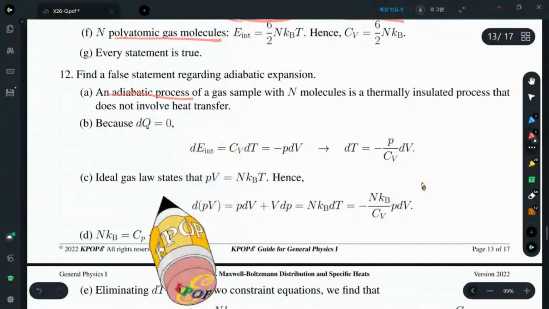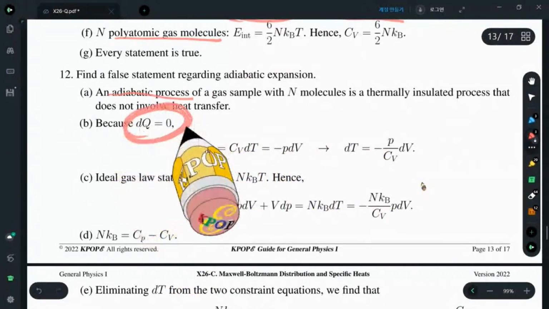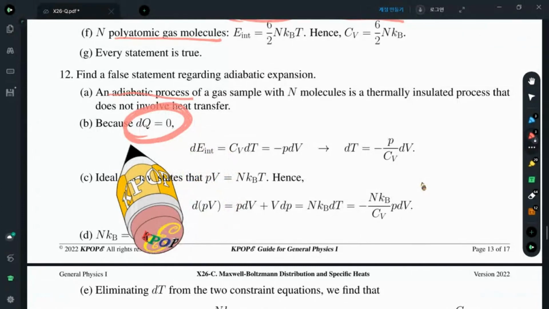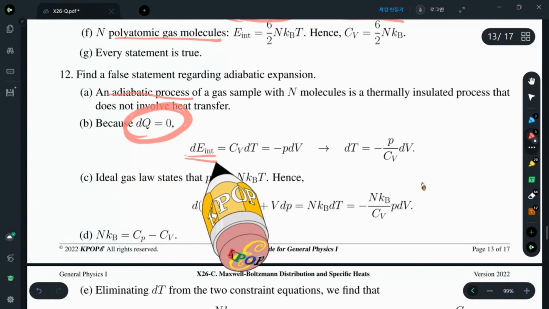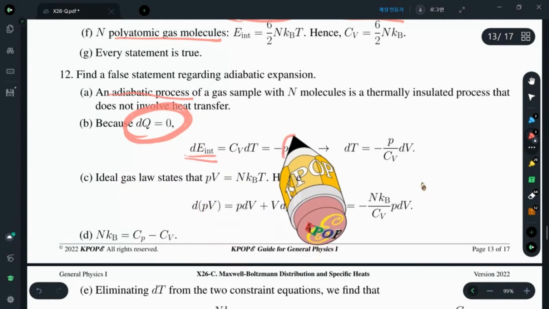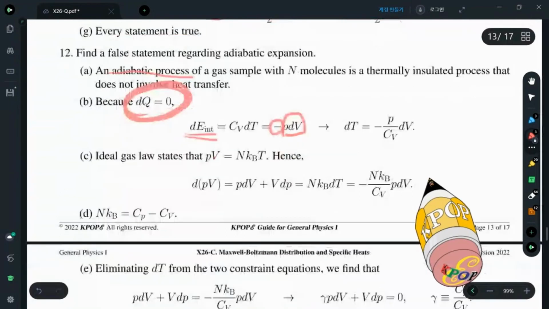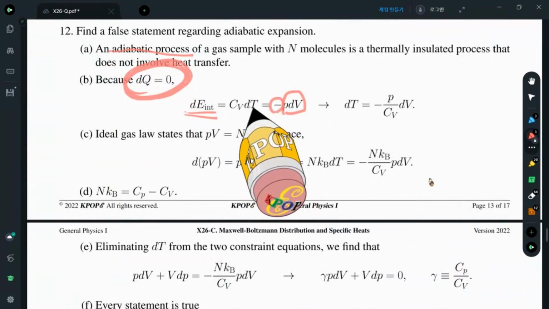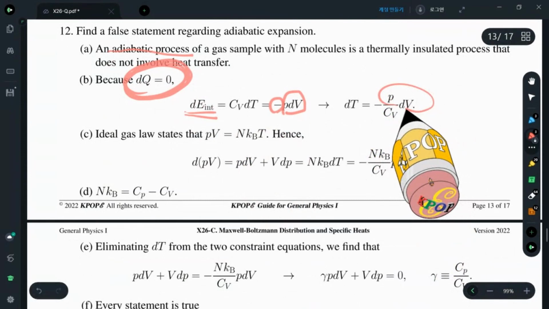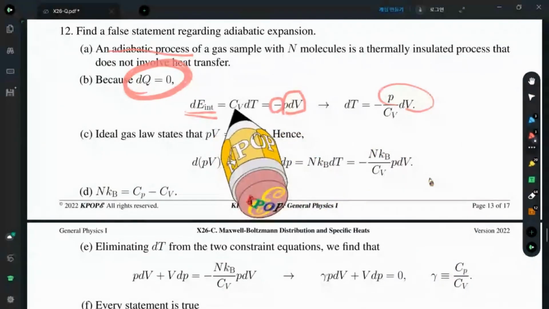Adiabatic process. Adiabatic process does not involve any heat transfer. So internal energy change can be inferred from the work by putting a negative sign on it. From this, the temperature change is the infinitesimal work, with a minus sign, divided by CV.